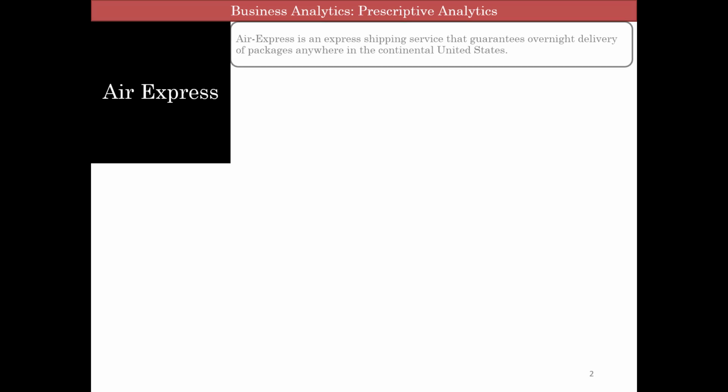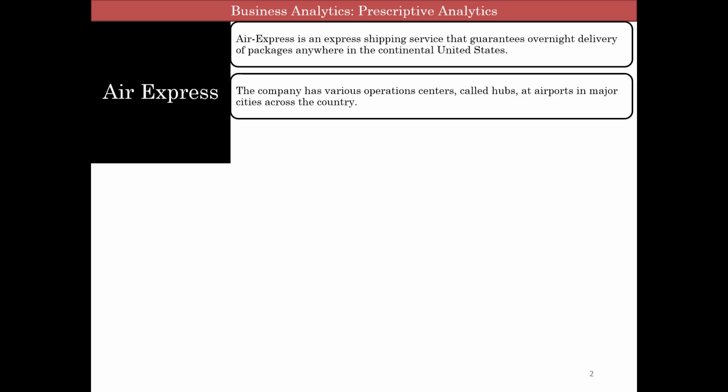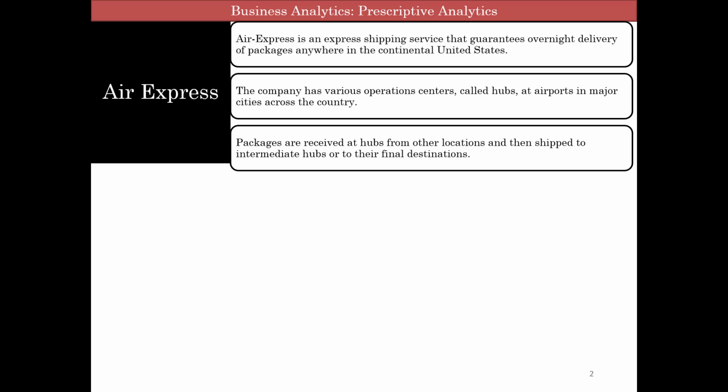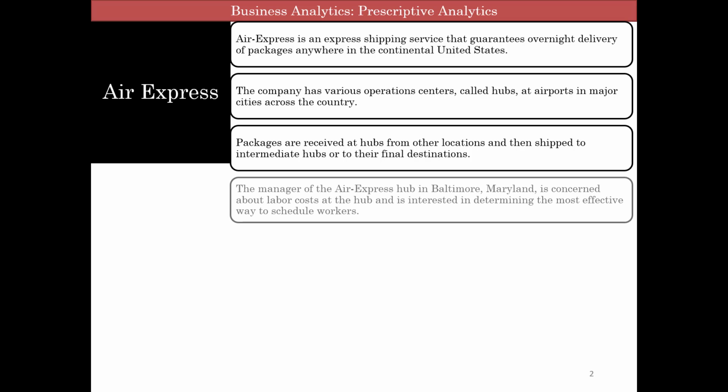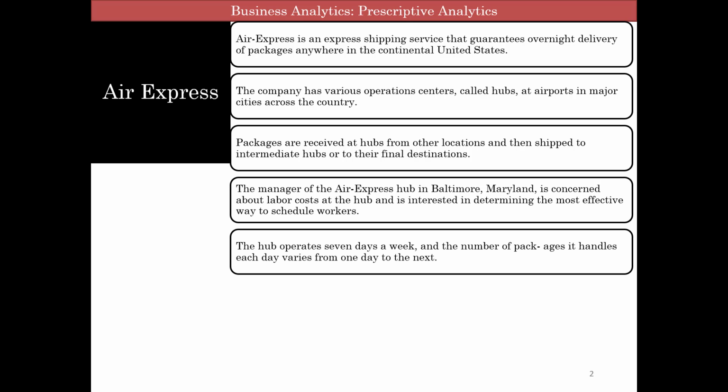So let's take an example of a company called Air Express. This is a shipping company, and it guarantees overnight delivery of packages anywhere in the United States. The company has various operation centers, which it calls hubs, at airports and major cities. Packages are received at hubs from other locations, then shipped to intermediate hubs or the final destination. And the manager in the Baltimore hub is concerned about labor costs and wants to determine the most effective way to schedule workers. The hub operates 7 days a week.